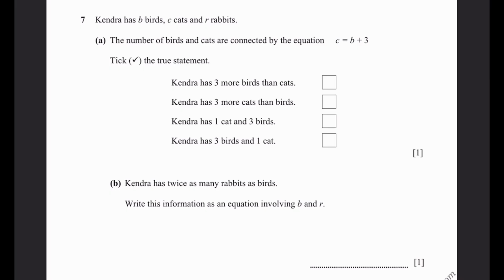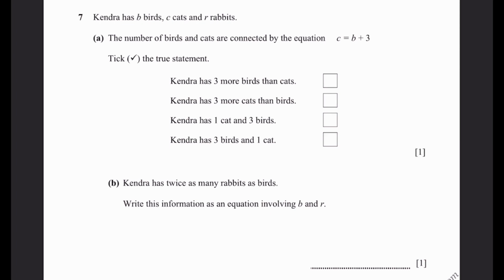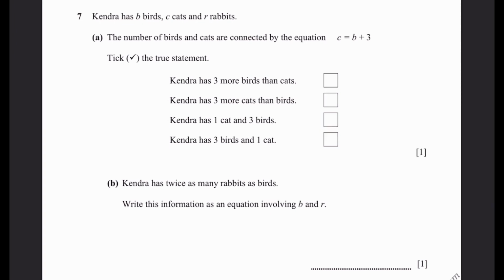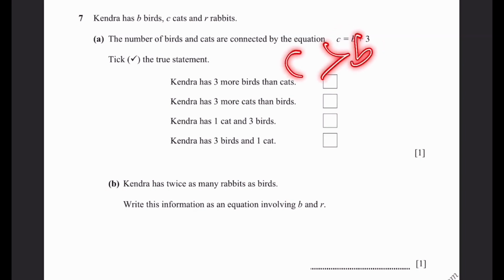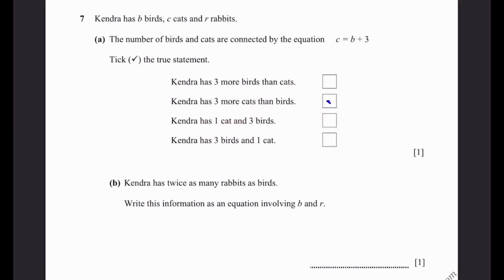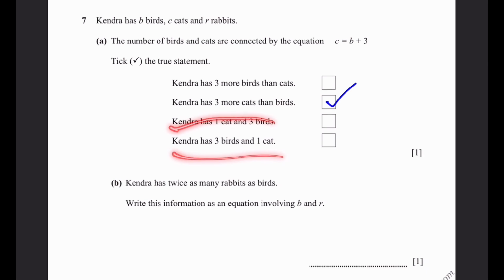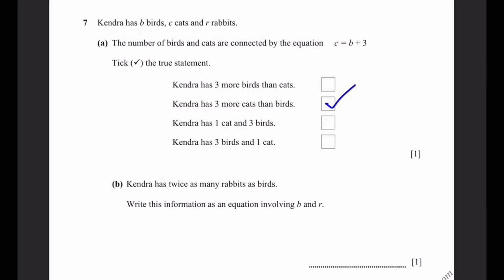Question 7. Kenza has B birds, C cats, and R rabbits. A. The number of birds and cats are connected by the equation C equals B plus 3. Tick the true statement. Kenza has 3 more cats than birds. Why? Because C is greater than B, since when we add 3 to the number of birds, we get the number of cats. Kenza has 3 more cats than birds. All the explanations I said just now support this statement. The other two statements, 1 cat, 3 birds and 3 birds, 1 cat, are the same thing and they make no sense at all, because there's no specification for the number of birds or cats that she has.